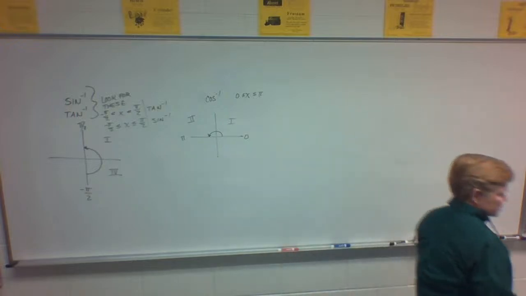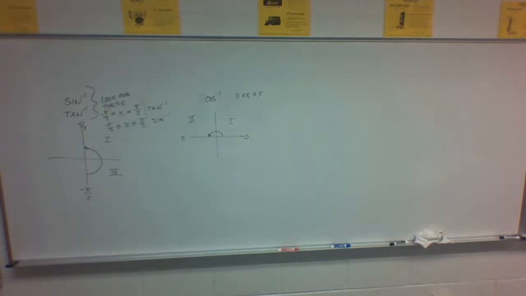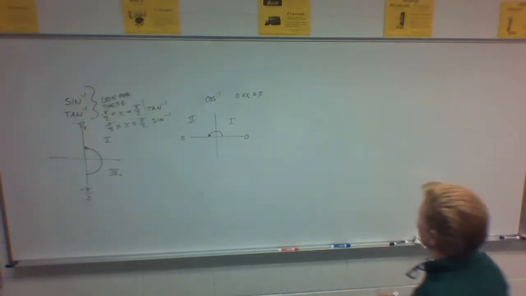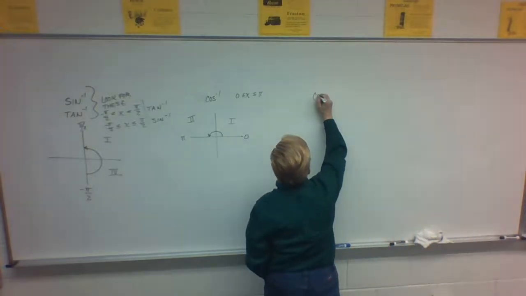Okay, so this one's a double one. We're inverse cosining a cosine. So we have the inverse cosine of the cosine of negative 1.1.